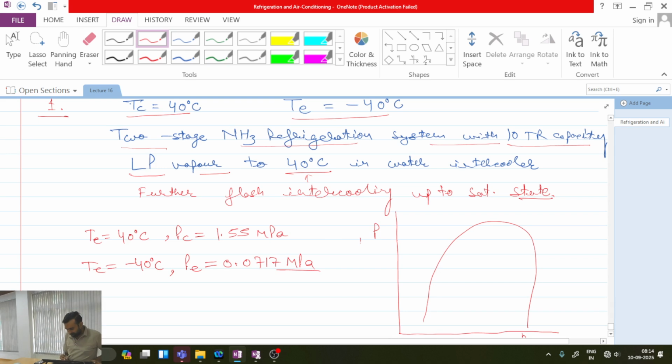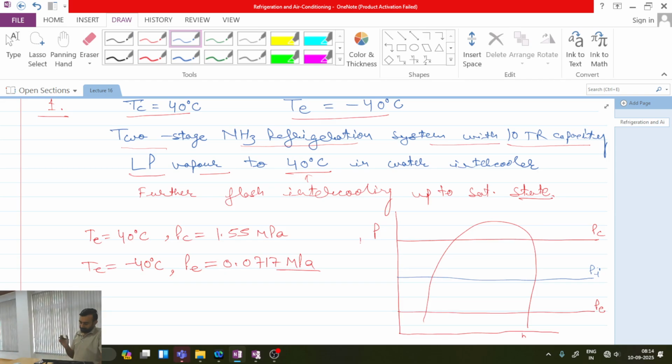So let me draw two lines. This will be PC, this will be PE. Now I must have one more line which will be nothing but the intermediate pressure. Now what will be the value of the intermediate pressure, that let us try to calculate. Okay, but before that let me draw the process. So at the exit of the evaporator I will be having state 1, then 1 to 2 I will be having compression.